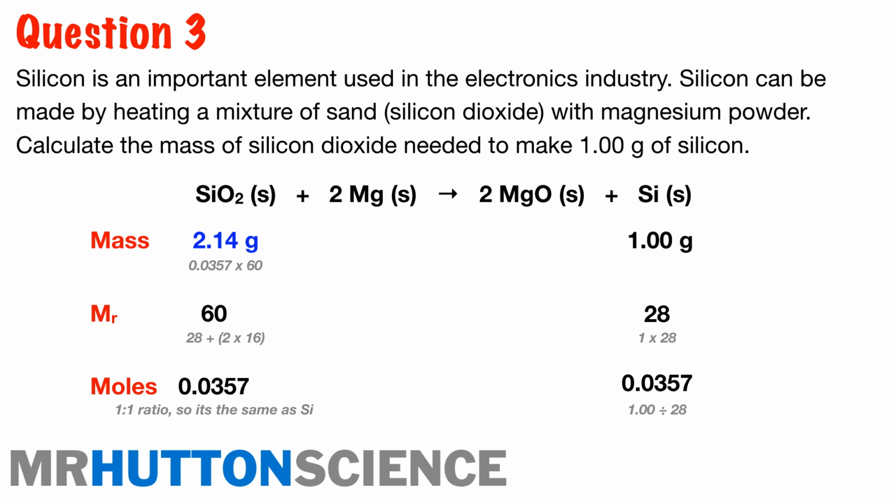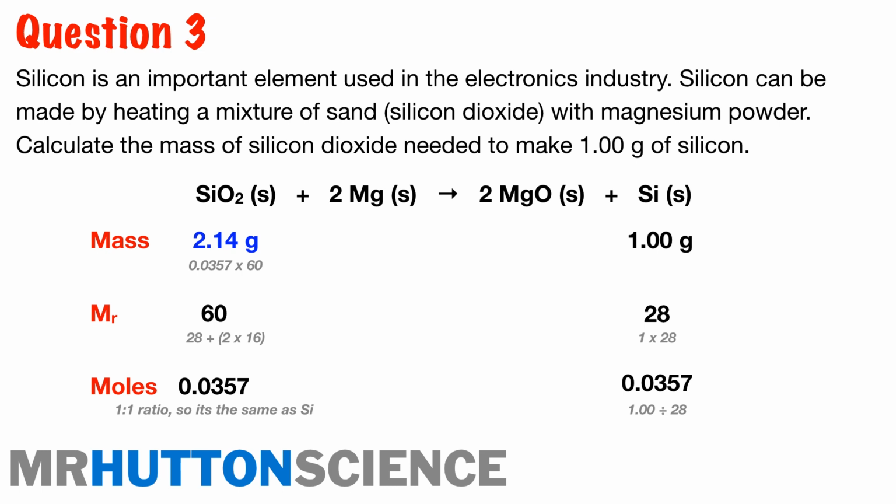So we know we've got 1 gram of silicon, and we can use the periodic table to calculate our AR and MR of silicon and silicon dioxide. So now we can calculate the moles of silicon, for our step 5, which is 0.0357. It's a 1-to-1 ratio again, so we'll have the same for silicon dioxide, so 0.0357 again.